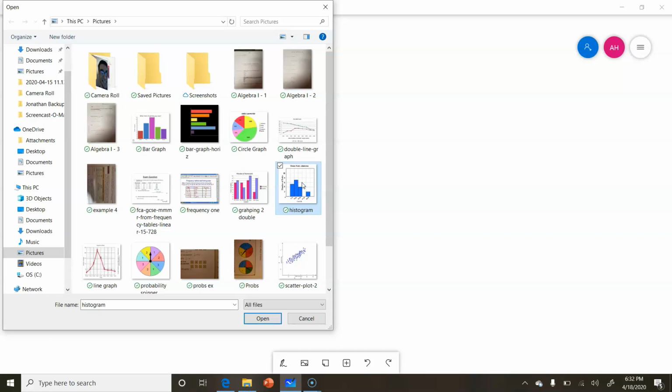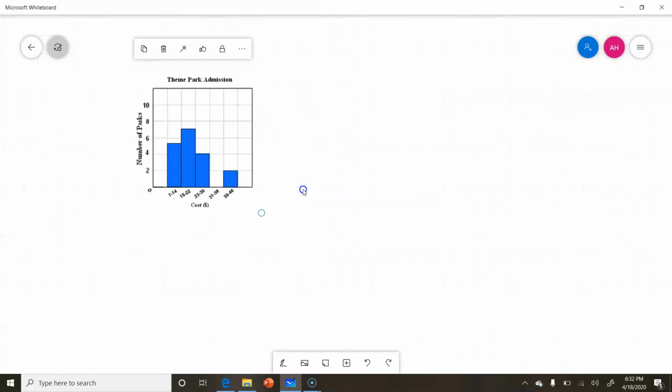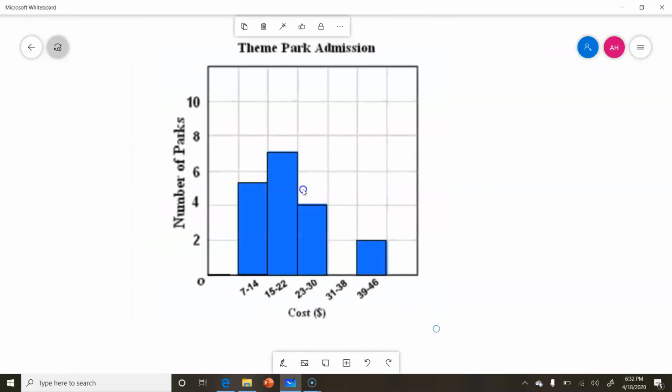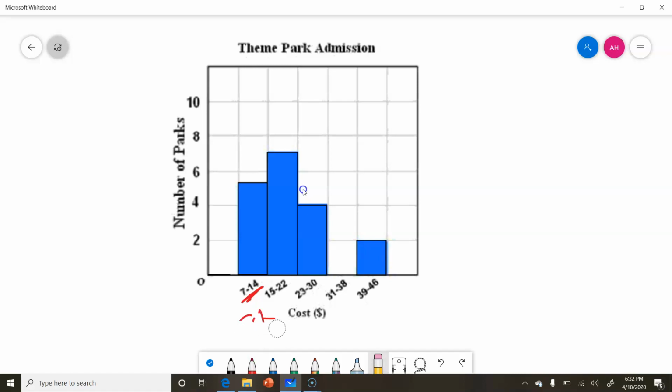Let me put this guy up here. We have used this one before, the theme park admission. So, the key part about a histogram is to look down here. You see that's a range, 7 to 14. The other one, it was like cat, so it was one category. But this one now is a range, where it's 7 to 14, 15 to 22, 23 to 30. We still come over here and say, how many are 7 to 14? Only 5. How many are 15 to 22? 7, and that's the most, right? So that's how we do that.